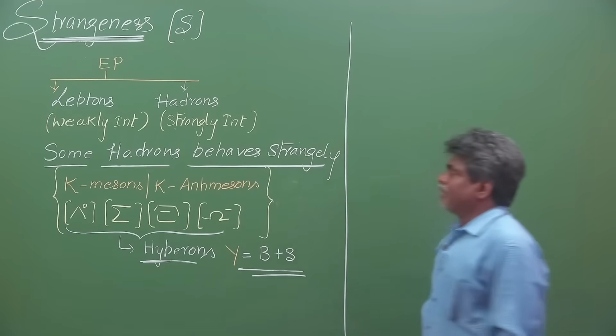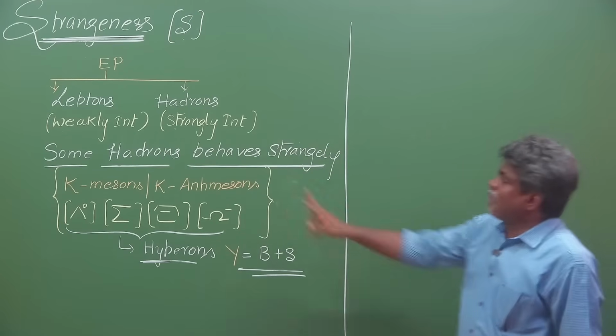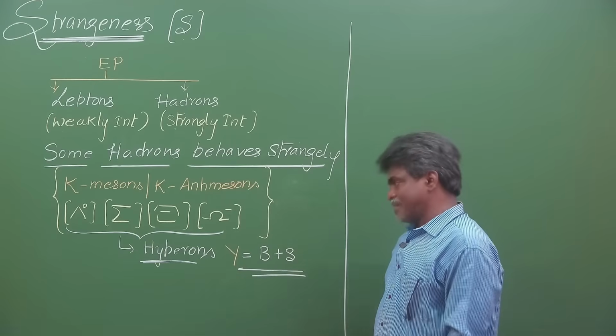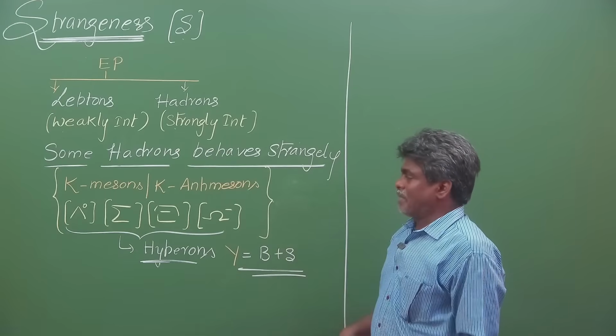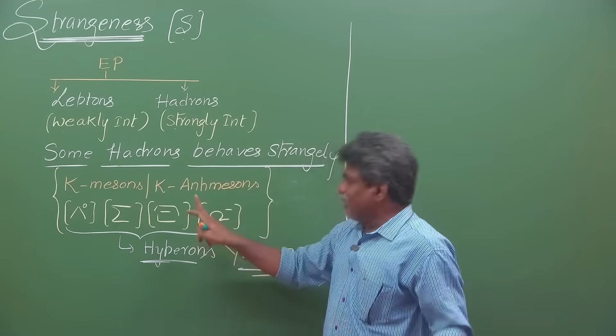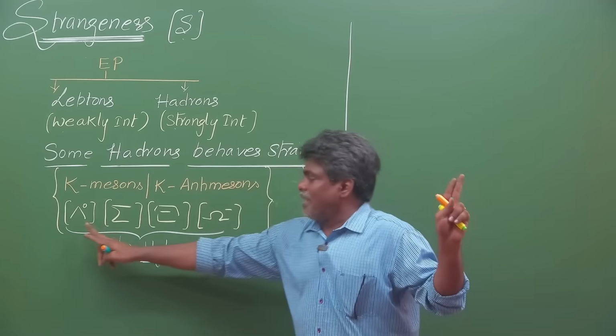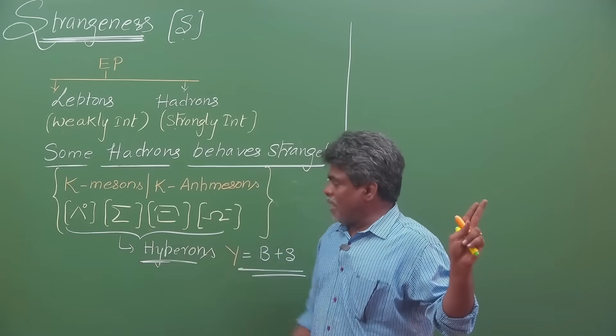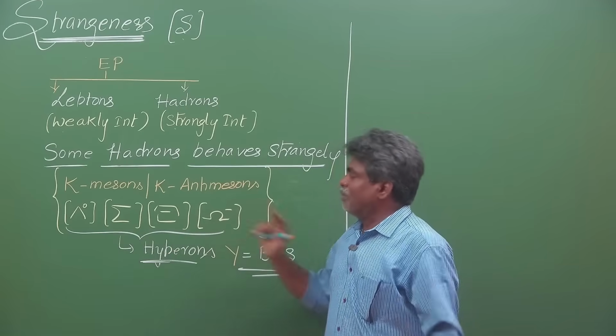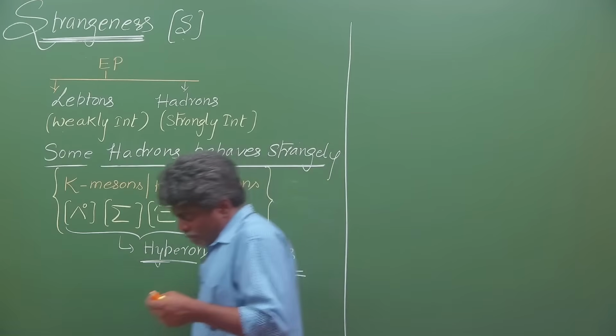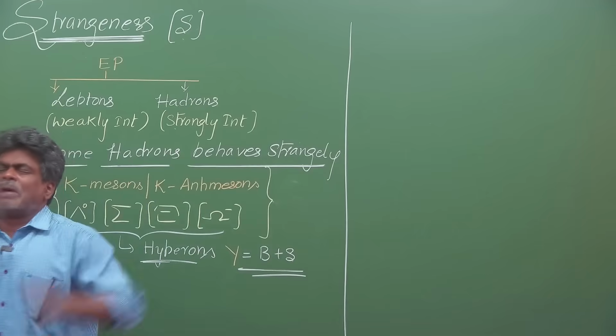So finally, some hadrons are behaving strangely. What are those particles? K mesons, K anti-mesons, lambda naught, sigma group, cascade group, omega minus. One more time I am asking, what are strange particles?